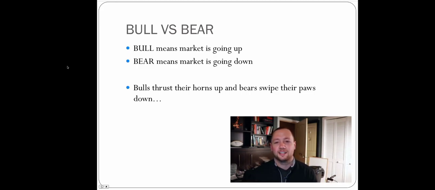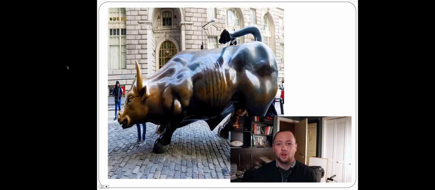Now, the only way that I could do some research on this, I typed it into Google to figure out why it's called the bull and the bear. The only information I could find is that the bulls thrust their horns up and the bears swipe their paws down. Kind of unique and interesting, but it goes back a long ways and everybody uses these terms, and it's also the reason that there's a bull on Wall Street. So that is why there's a giant bull sitting in the middle of Wall Street. It is there to represent hopefully a market going up over the long term, and so far it has.